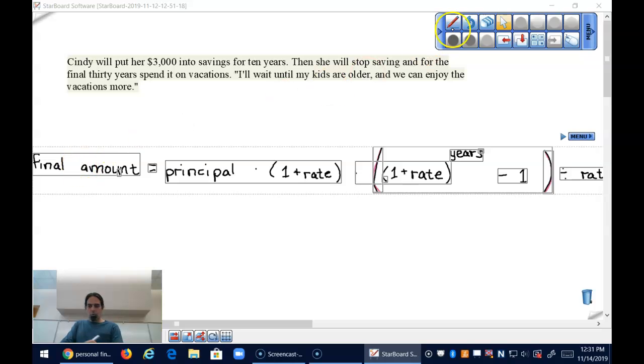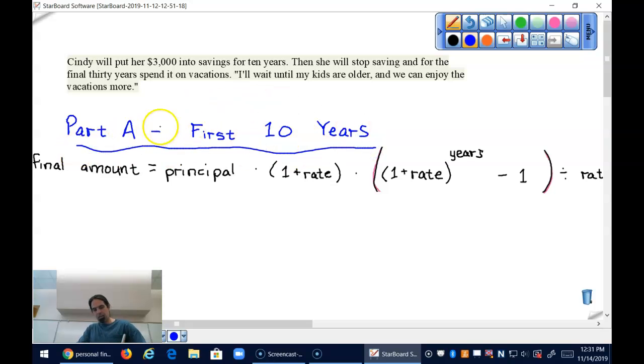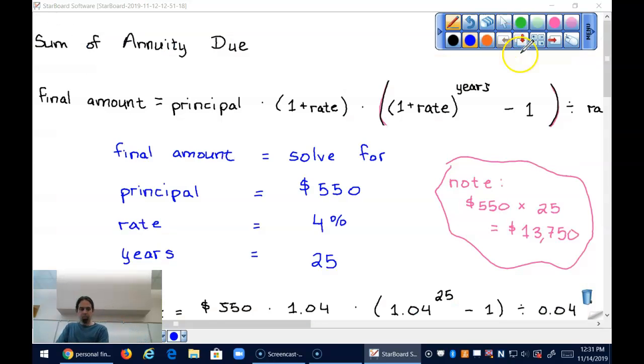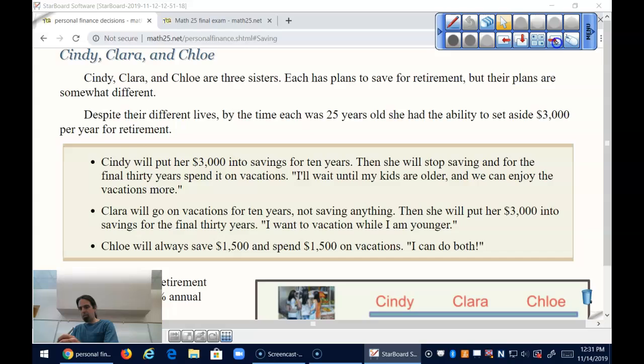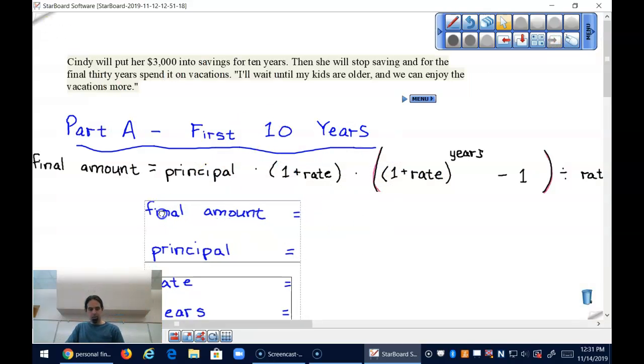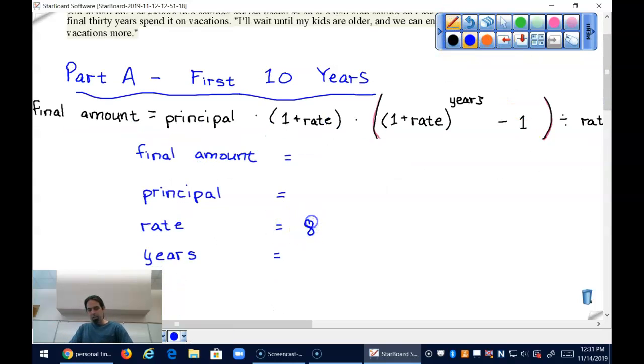So this is a two-part problem. Part A is the first 10 years. So our rate is 8%. And 10 years? It's 10 years that she does this, and it's $3,000 each time.